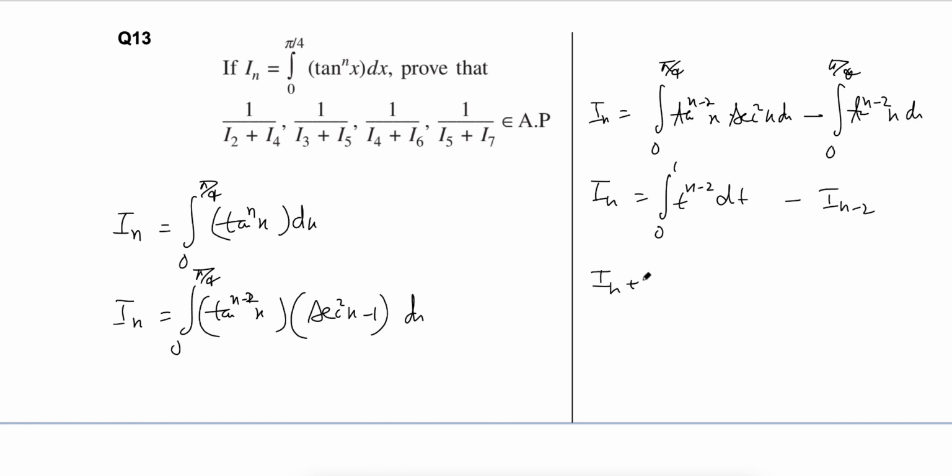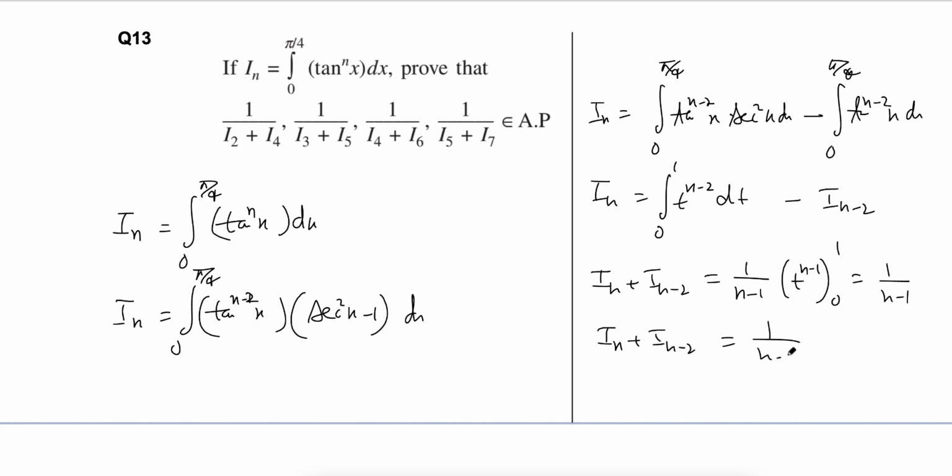So I_n plus I_(n-2) is equal to, this integration will be t^(n-1) by (n-1), evaluated from 0 to 1. If you put 1, this will be 1 minus 0, 1. Means this value will be 1 by (n-1). So I_n plus I_(n-2) is equal to 1 by (n-1). Question is over. So 1 by (I_n plus I_(n-2)) will be n minus 1.